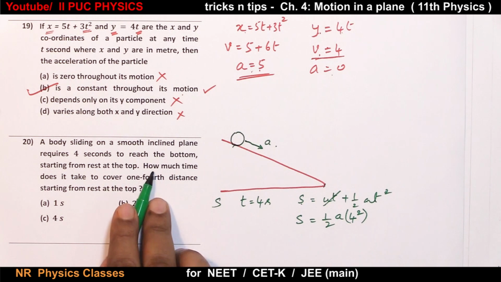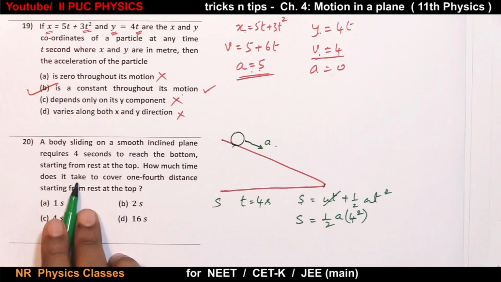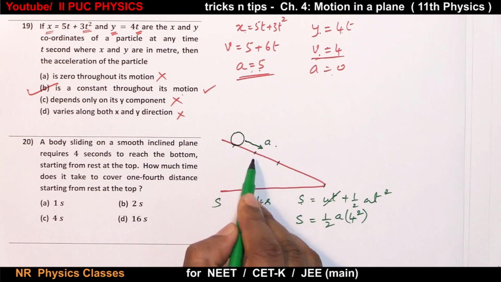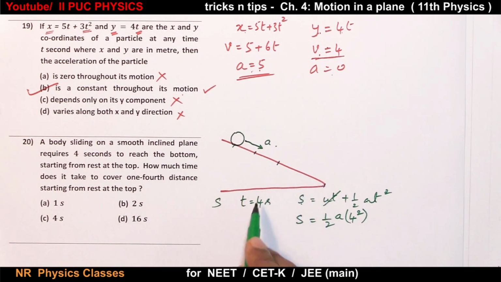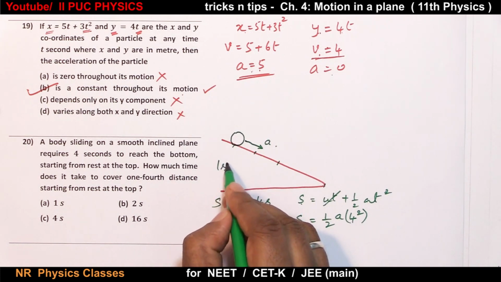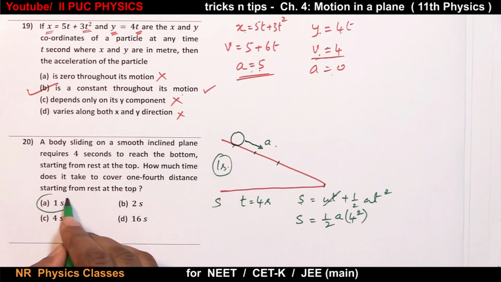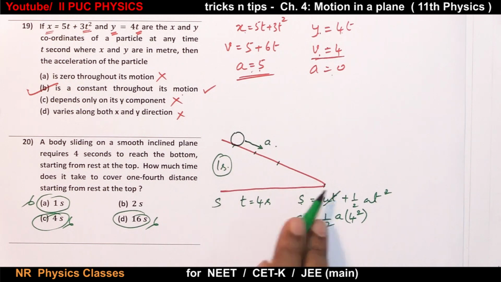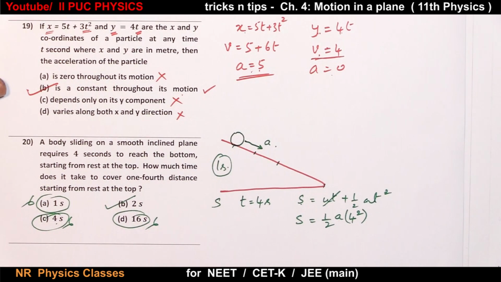In the second case, how much time does it take to cover 1/4 of the distance? 1/4. Total time is 4 seconds. 1/4 means 1 second. This is the common mistake. So 1 second is not the option. 16 seconds cannot be the option because the total time taken is 4 seconds. 4 seconds is not the option because the entire path is covered in 4 seconds. So this should be the answer. Still, let us solve. Okay.